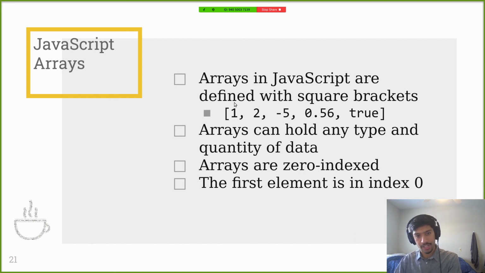Zero indexed means the first element is indexed 0. What does this mean? As you can see here, this 1 is the first element of this array, but to the computer it is indexed 0. Similarly, this 2 is element number 2, but it is indexed 1. And this true is technically the 5th element, but it is the 4th index. So the element number minus 1 is the index, or zero indexed, as it's also called.